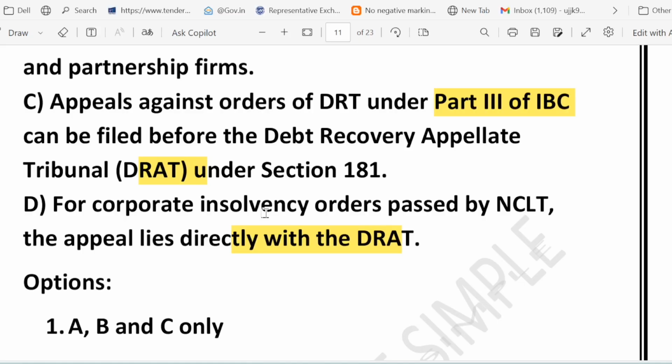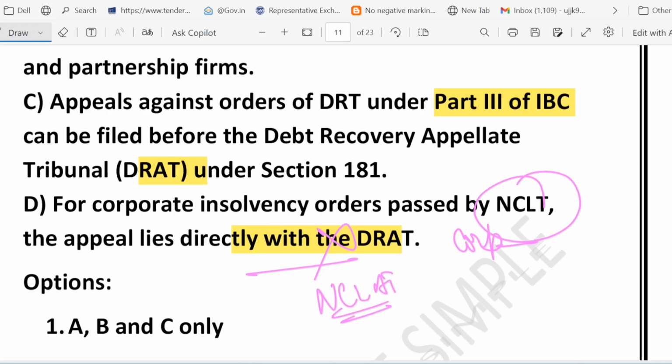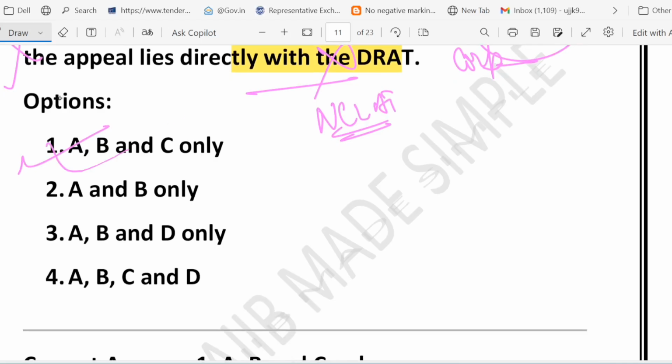What about option D? Option D is wrong, because here we are talking about the corporate case. So just remember, if you talk about the corporate case, NCLT is the first stage. Appeal goes to NCLAT, that is the National Company Law Appellate Tribunal, not DRT. For example, if NCLT passes an order against a company, the appeal cannot go to DRT. It must go to NCLAT. So option D is incorrect. So what is the correct answer? A, B and C. Yes, this is the correct one.